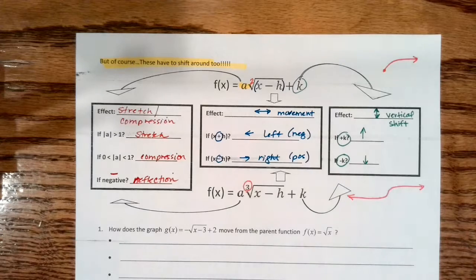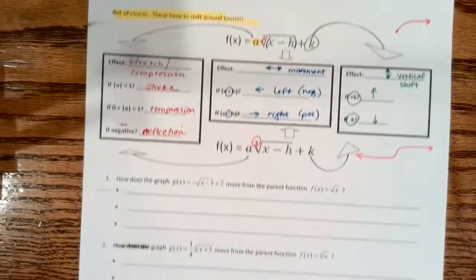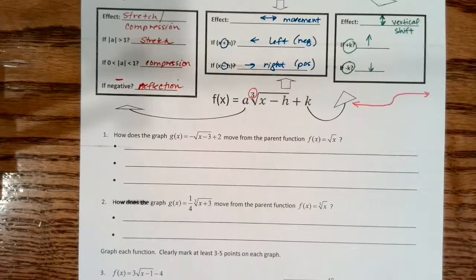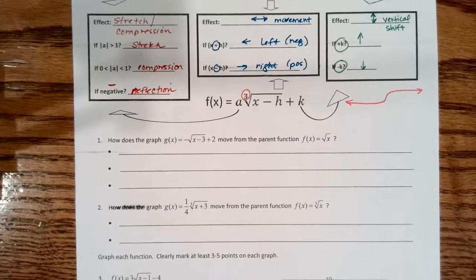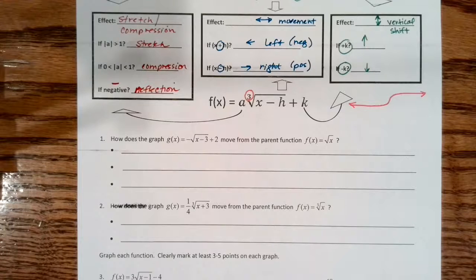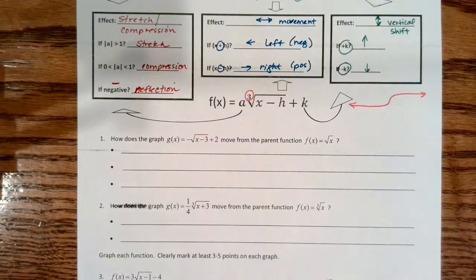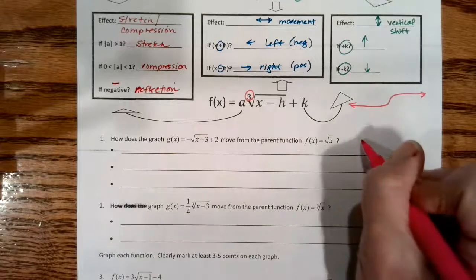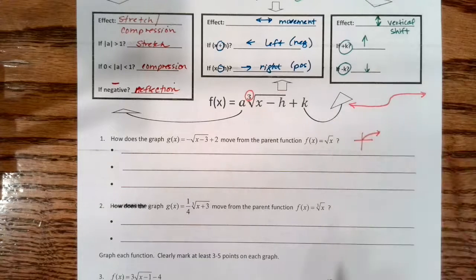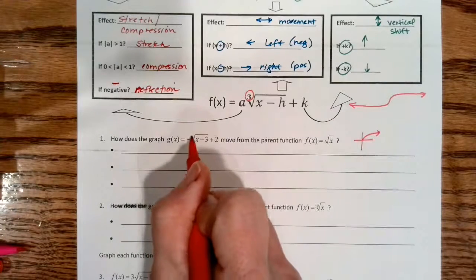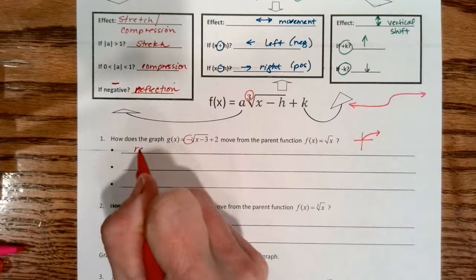All right, let's talk about some examples. So when we look at this, how does the graph g of x is equal to negative square root of x minus 3 plus 2 move from the parent function? So our parent functions are on the other page. That is our basic function, and our parent function of our square root graph looks like this. So I know right away by looking at my A, I'm going to have a reflection.